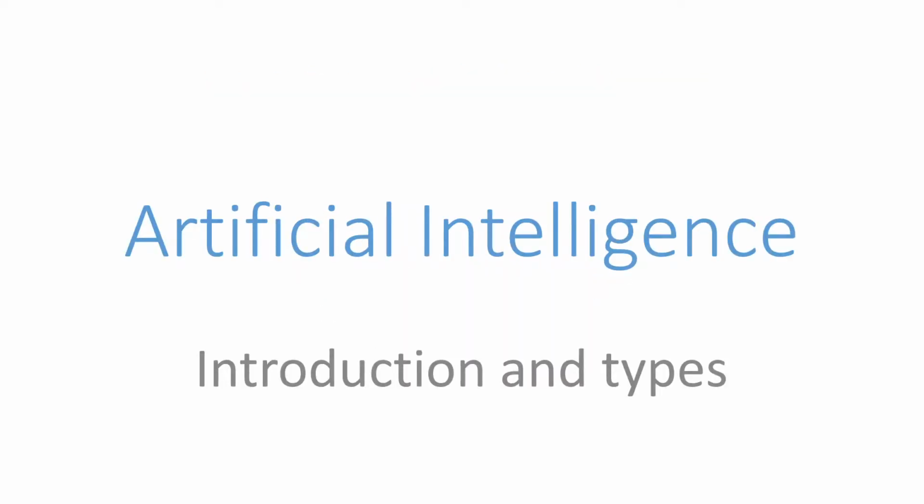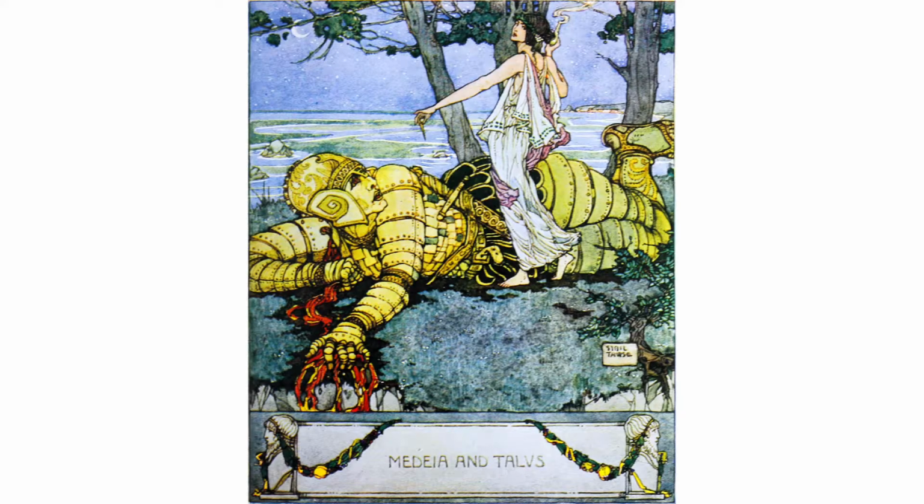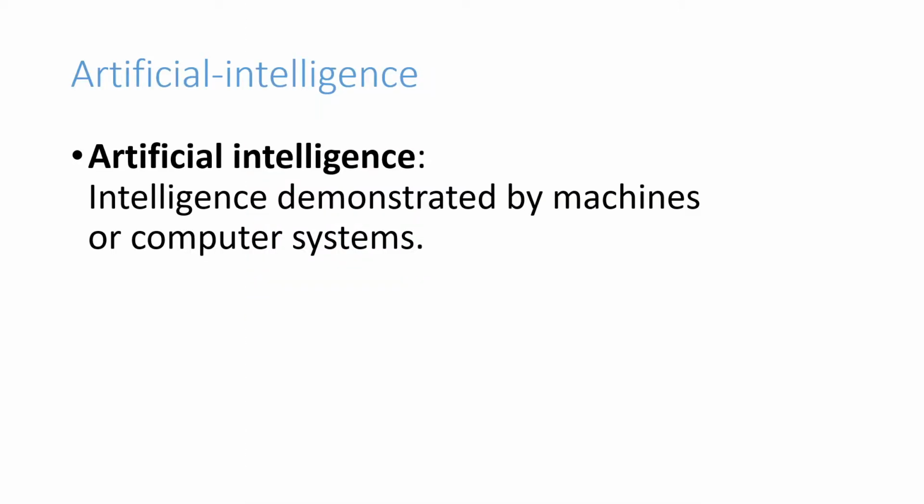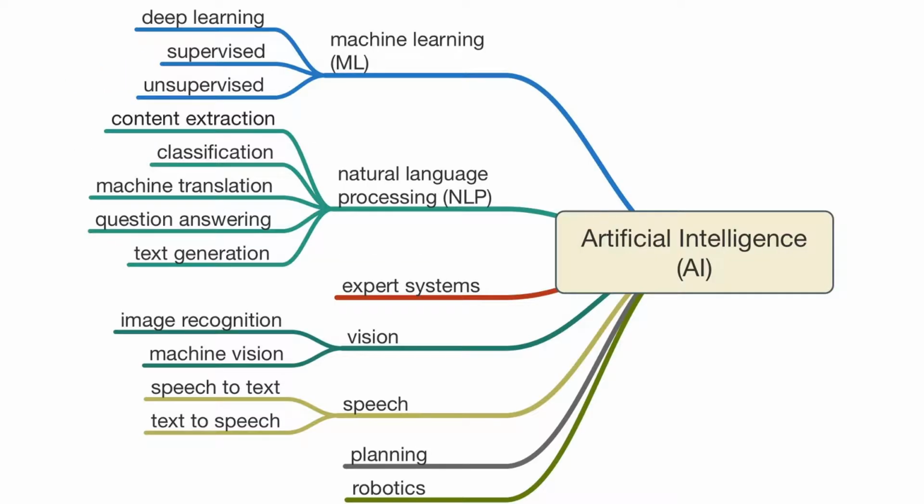I'm going to start with an introduction to artificial intelligence. This is Talos, a Greek mythological being, a giant automaton made of bronze to protect Europa. Artificial intelligence can simply be defined as intelligence demonstrated by machines. Several forms of artificial intelligence: machine learning, natural language processing, robotics, vision and speech demonstrated by machines.